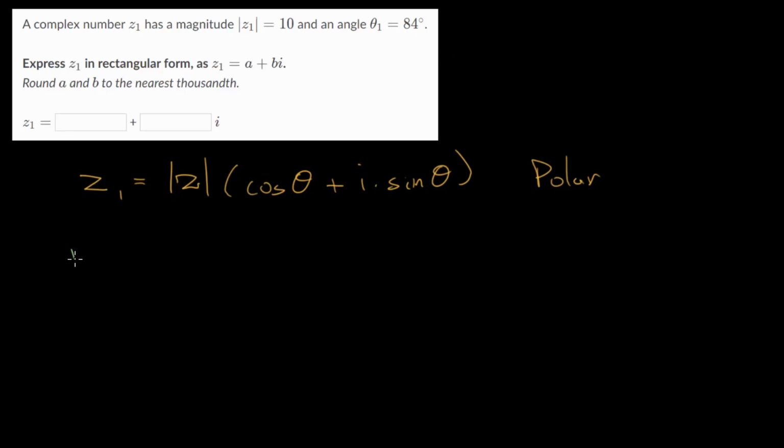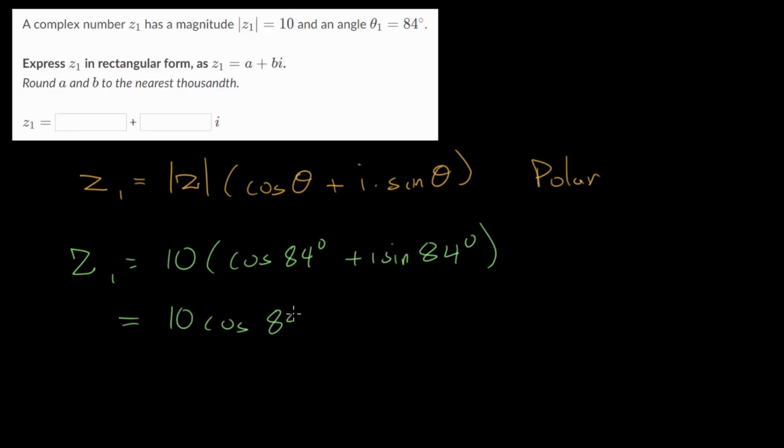We have that z1 is equal to its magnitude, which is 10, multiplied by the cosine of 84 degrees, plus i times the sine of 84 degrees, and we can distribute here. We have 10 times the cosine of 84 plus i times 10 multiplied by the sine of 84. At this point, we just need to evaluate these with a calculator, and make sure your calculator is in degree mode and not radian mode. And we need to round a and b to the nearest thousandth.